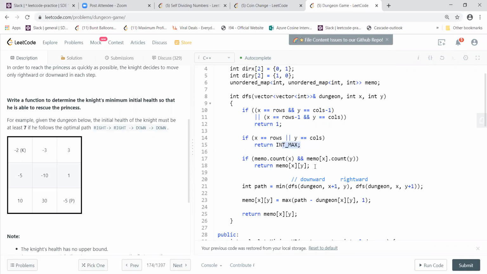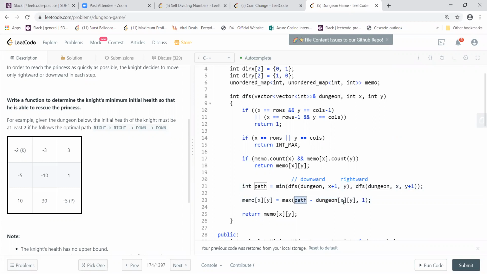And this is just a memo cache. And here is the DFS, a very simple implementation. You just have to find the minimum of two DFS traversals. One is going downwards, just increment x by 1, and one going rightward, just increment y by 1. That's all. And then when you are done with this, you get the minimum value, which is the path I was talking about. Then using this minimum value, you subtract the current value at that dungeon cell, and then you store that in the memo.